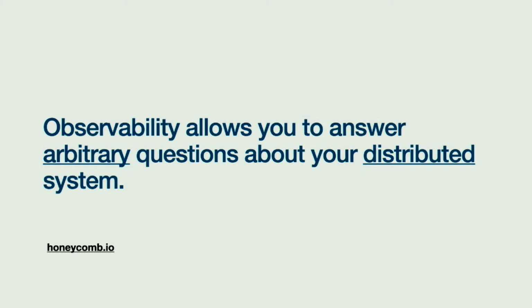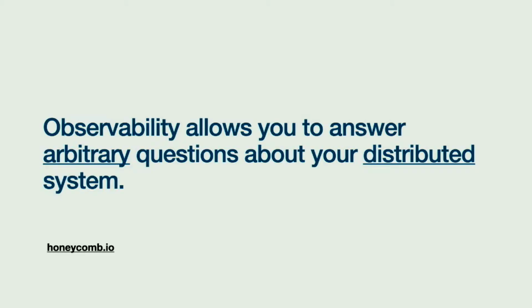That definition comes from Honeycomb. They're one of the leading observability tool providers. So observability allows you to answer arbitrary questions about your distributed system. And I've underlined both of those words because they're sort of keywords in this message. So arbitrary is important because you want to be able to answer questions that you haven't anticipated.